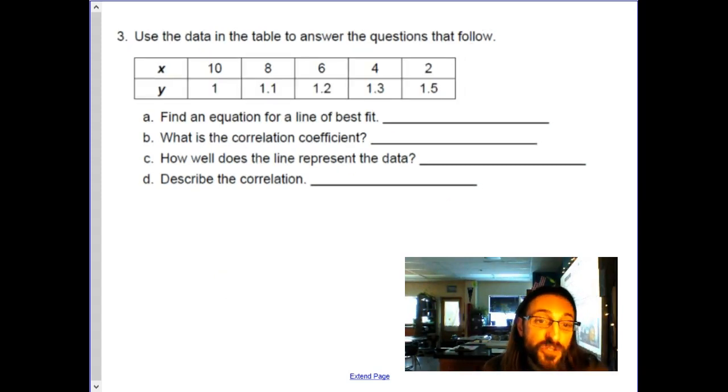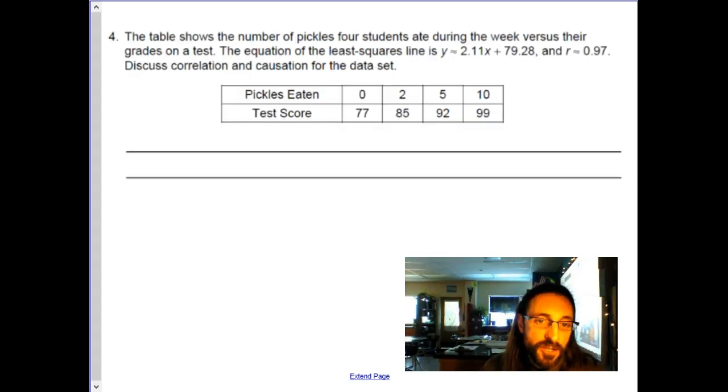What I want you to do then is try these problems, and again, do it with your neighbor. Make sure you're getting similar results. You know how to do it.